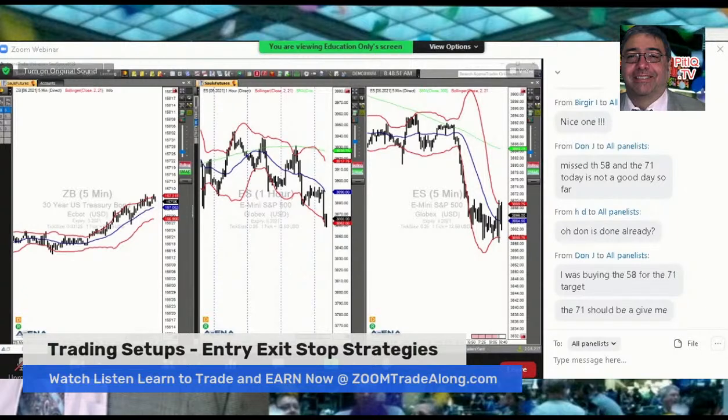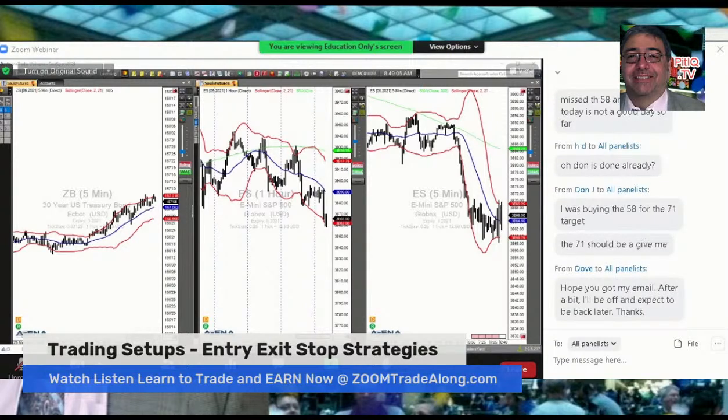Again, this chop is very hard to trade. We got to wait for a price action opportunity or a level to get triggered. Our level got triggered initially at 70 there, and now we're just kind of hanging here. All right, there, Dove. Thanks a lot.